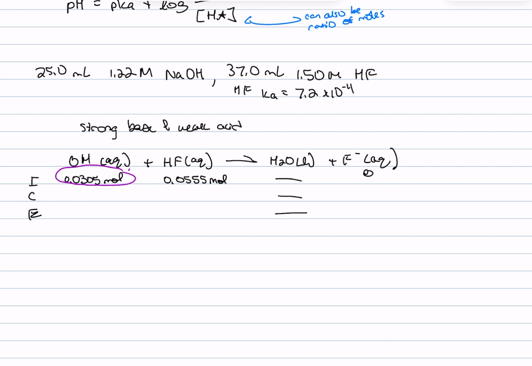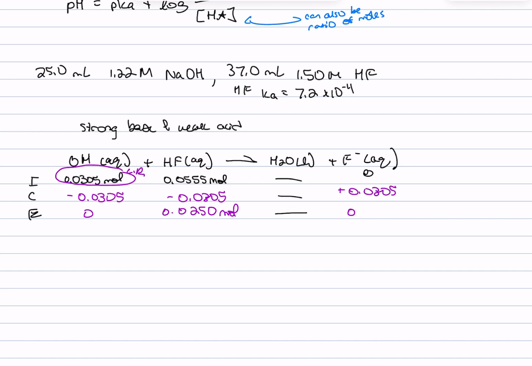And so from here we need to calculate the limiting reactant, and since they all have a coefficient of 1, we know that the limiting reactant must be OH since it has the smallest number. So then for the change, we subtract 0.0305 from the left-hand side and add it to the right. And so for the final, we're given that OH has 0, HF is 0.0250 moles, and F minus is 0.0305 moles.